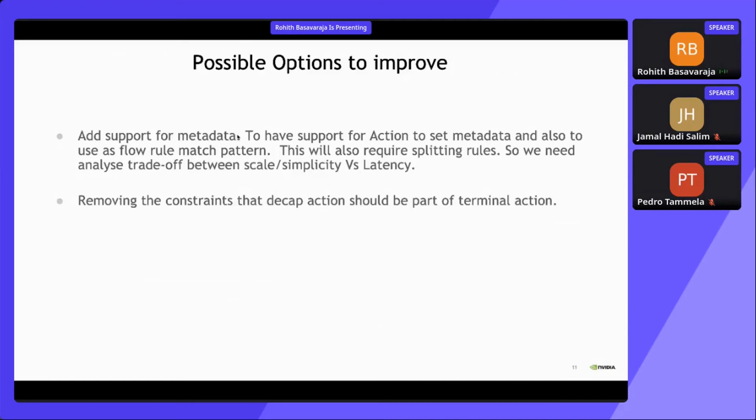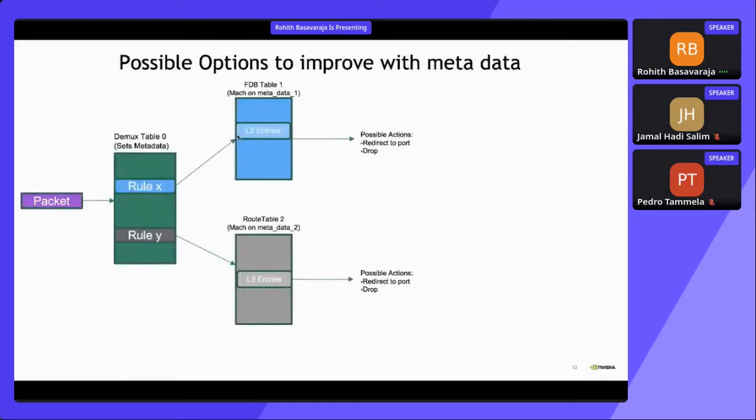And another constraint we hit upon is that the decap action currently needs to be a terminal action. Basically, we need to do it only at the end. So if we can do this, we can remove this limitation. We can also do this decap earlier in the pipeline, and then use the packet flow we use in the normal case. This will also help. I think this is just a suggestion for how we can do that.